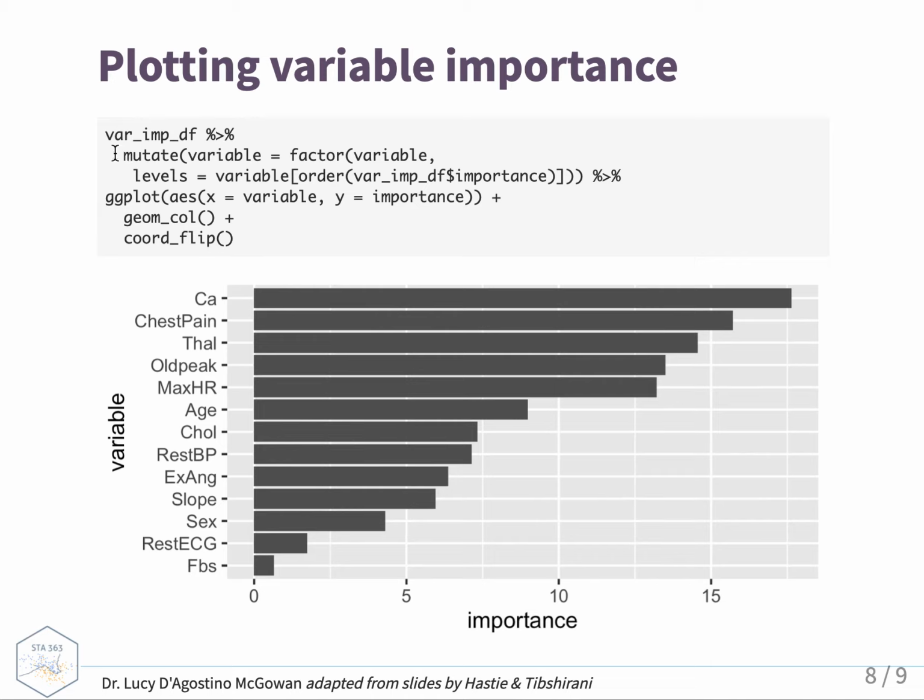What I've done here is I've taken my data frame with the variable importance, and I'm going to turn the variable called variable, which is just the names of these variables, into a factor with levels equal to the variable ordered by the variable importance. So I've ordered this factor according to variable importance, so that when I plot it, by default it plots it in a nice order.